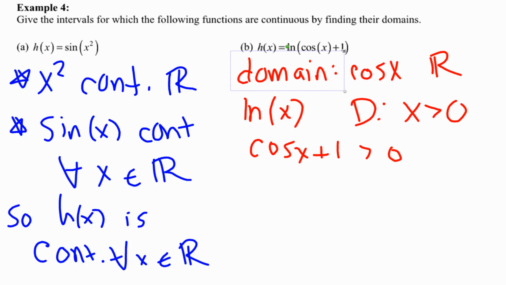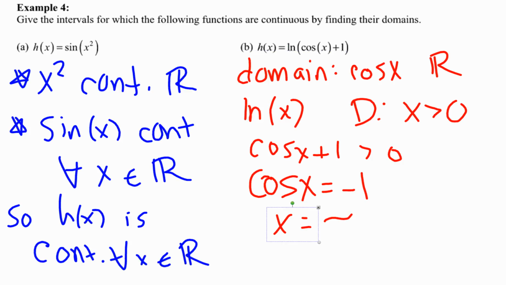Okay, and if you think about it, cosine of x plus 1, where is that equal to 0? Well, we have cosine of x equals -1, and we know that cosine equals -1 at pi, and everywhere, if we go around the unit circle, any of those values. So if cosine of x equals -1 and cosine x plus 1 equals 0, then that's not going to fit. That's not going to make h of x continuous there.